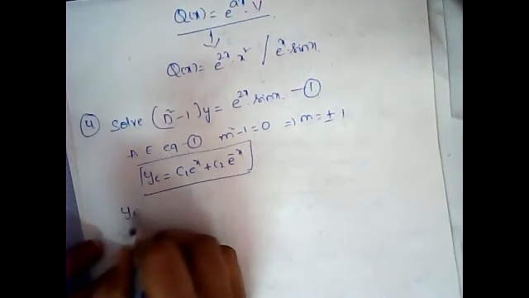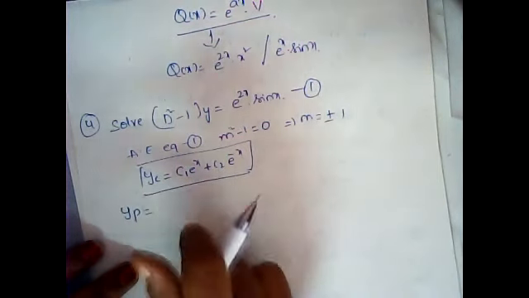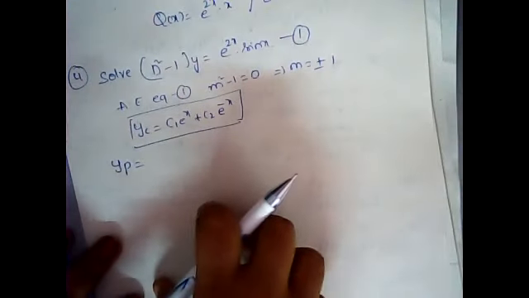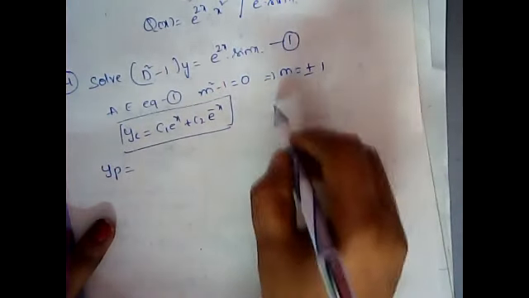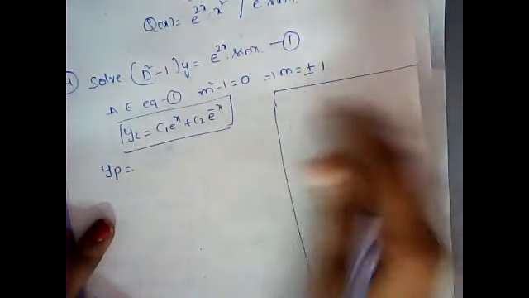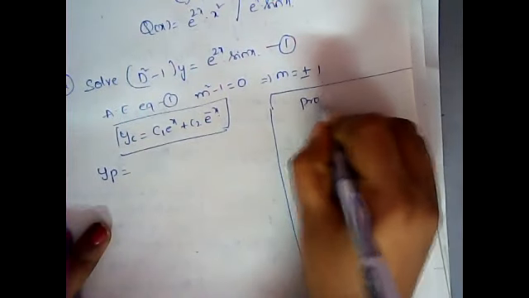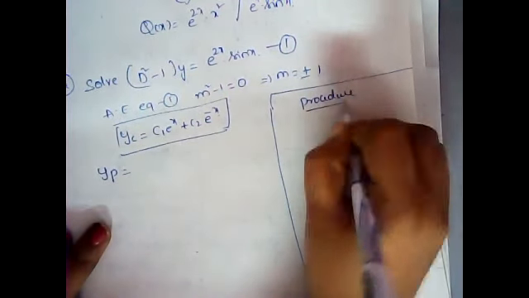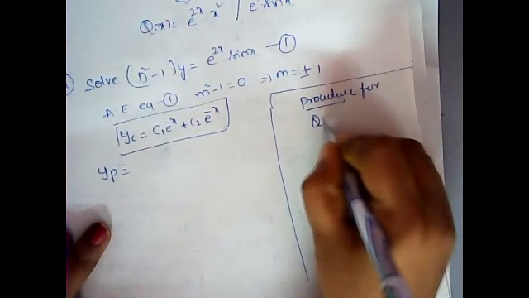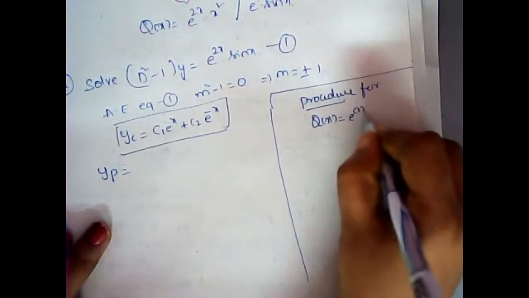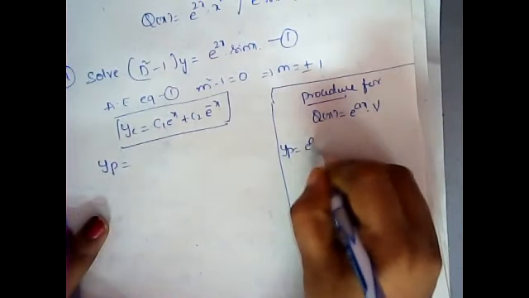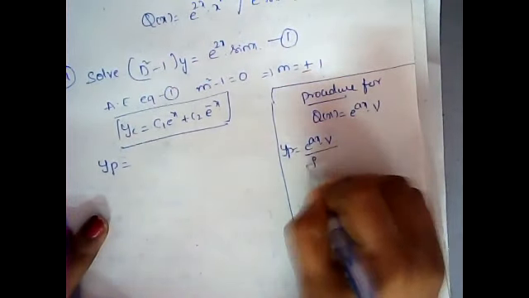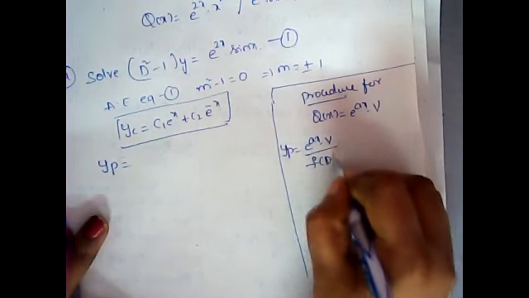So how are we going to find yp here? I'm not going with the procedure, I will directly tell you in the problem itself. Okay, let me go with the procedure, otherwise you people will be confused. So the procedure for Q of x equals e power ax into v: here yp will be taken in the form of e power ax into v by f of D.